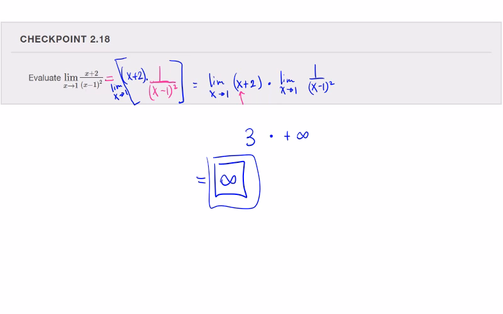All right, so let me know if you have any questions about any of this, and next we'll move on to section 2.4 and talk about continuity.